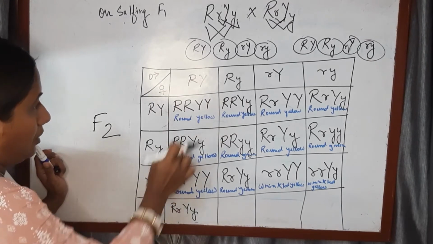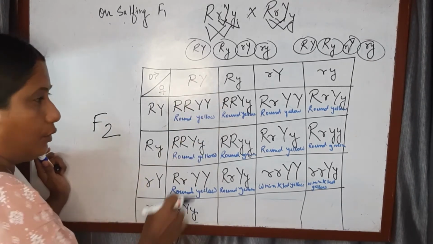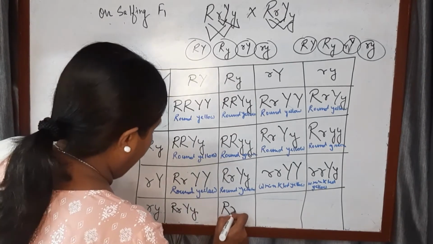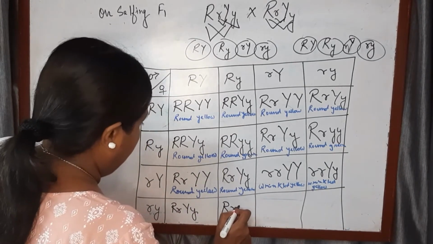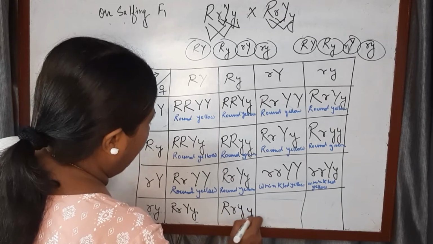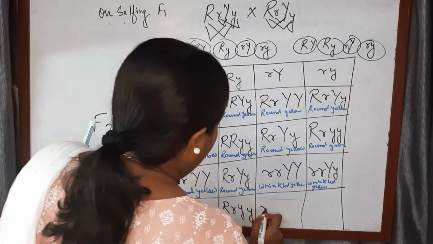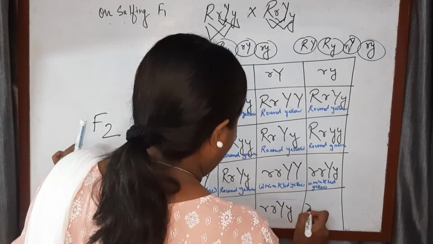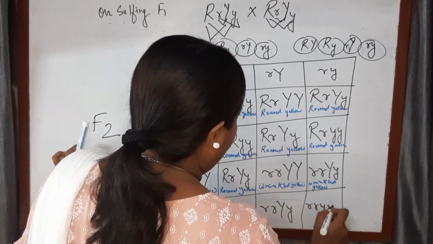Capital R, small r, capital Y, small y, round yellow. Let me write it later. This is also capital R, small r, small y. Then small r, capital Y, small y. And finally small r, small y.